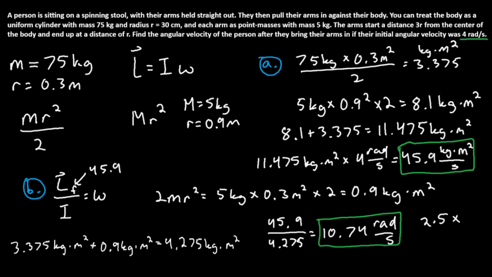So this is kind of the analogy of the figure skater that's spinning. When they bring their arms in, their angular momentum stays the same, but their moment of inertia changes. Therefore, they will spin faster. So if the moment of inertia decreases, then the person spins faster. If the moment of inertia increases, then the person will spin slower.